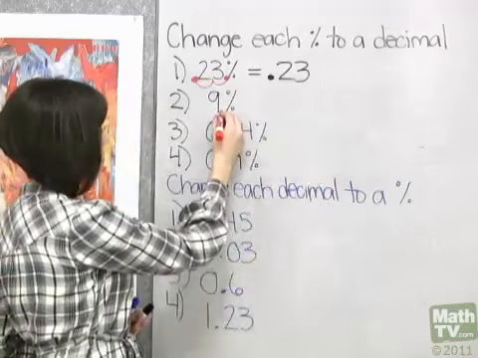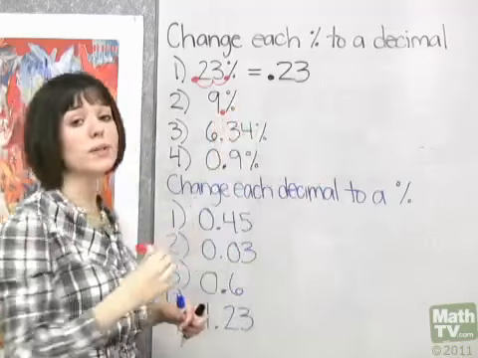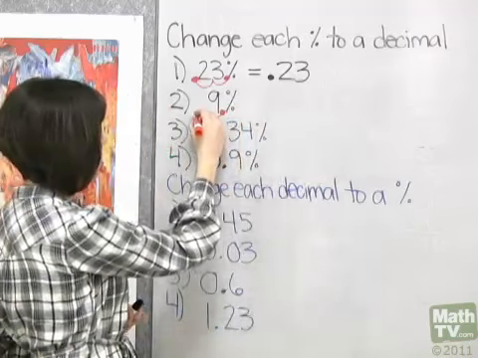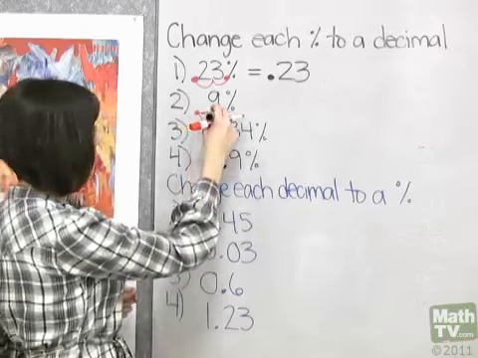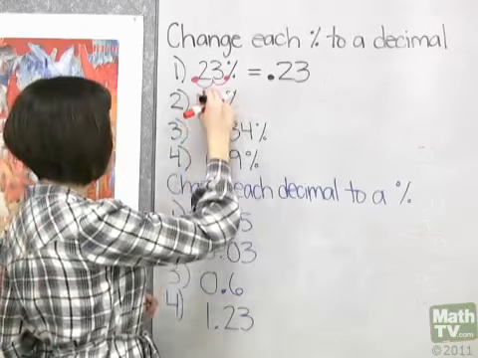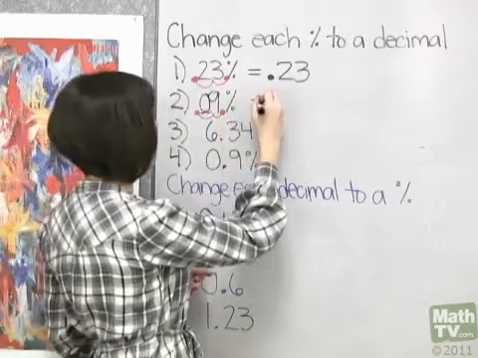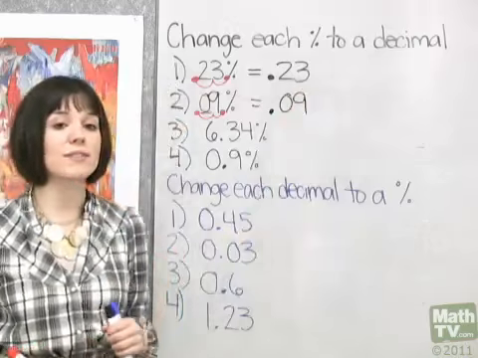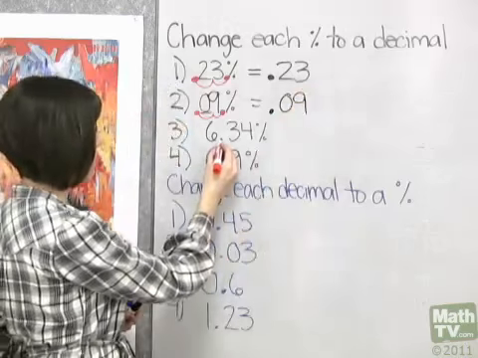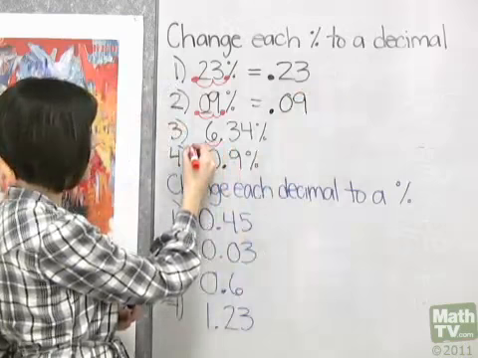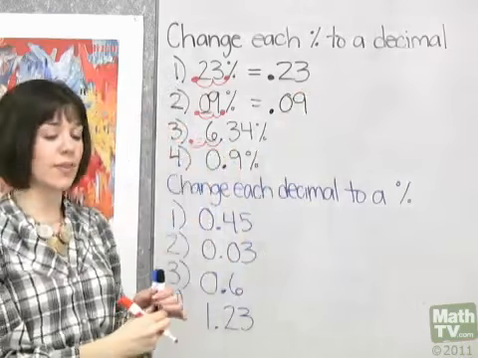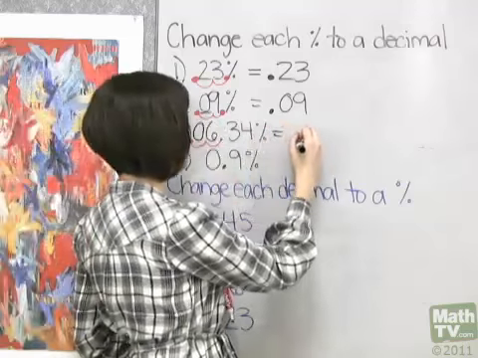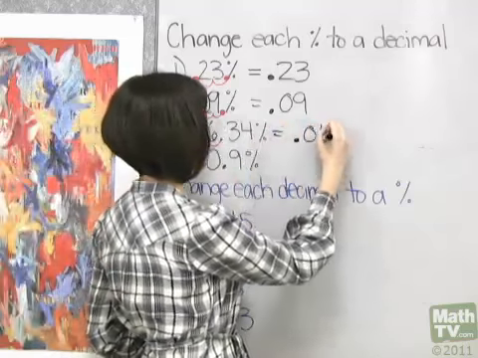Now let's look at 9%. Here's our decimal. We still want to move it to the left 2 places. So 1, 2. There isn't a number in this space, so what we need to do is add a 0. So 9% equals 0.09. Number 3, we have 6.34%. Here's our decimal. Let's move it to the left 2 places. Again, there isn't a number right there, so we need to add a 0. So 6.34% equals 0.0634.